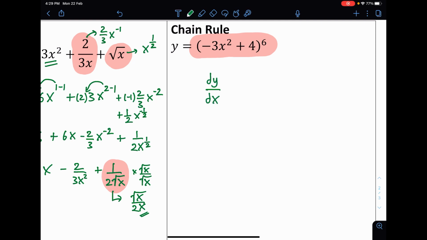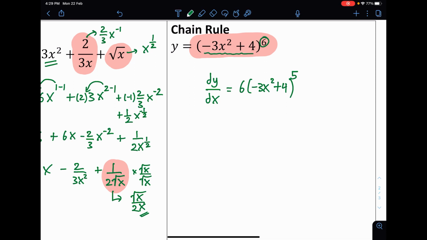Again, I'm differentiating with y and x. I need to put dy/dx. Take the 6 down. So first of all, the power was 6. I'll bring it down. Put the bracket again with the content exactly the same as it was. So you do not do anything to the content. Okay, reduce the power by 1. So this is quite similar to what we did in the term by term. However, notice that there is a bracket here. Then the inside is negative 3x squared plus 4.